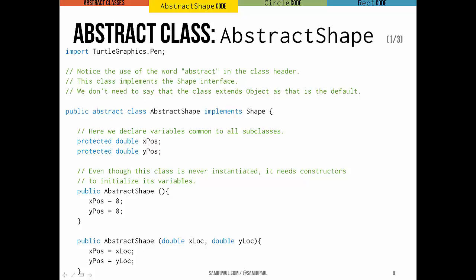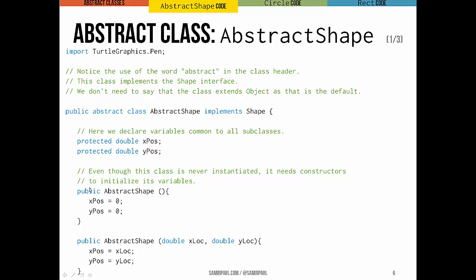We'll see an example. Okay, so here we have the beginnings of our abstract shape class. You can see it's declared as an abstract class, and it implements the shape interface. We don't have to say that it extends object, because that's just the default. All classes by default extend object. So here we declare a bunch of variables that are going to be common to all subclasses. The subclasses themselves will add their own instance variables. For instance, circle will add a radius, and rect will add a width and a height.